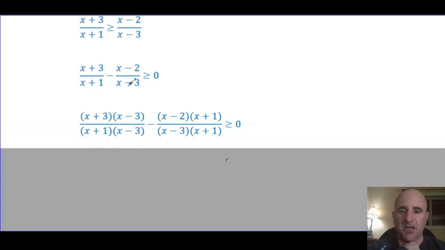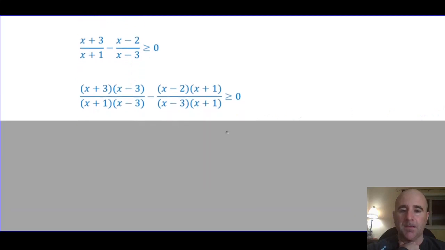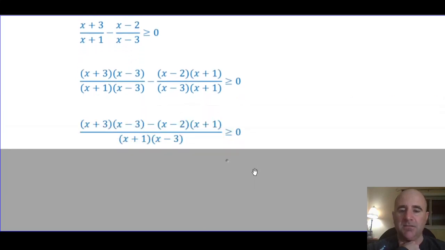Okay, so I multiply this one by x minus 3, so I have to do the same thing on the top. I multiply this one by x plus 1, so I have to do the same thing on the top. And then I can combine them, of course, since they have this common denominator.